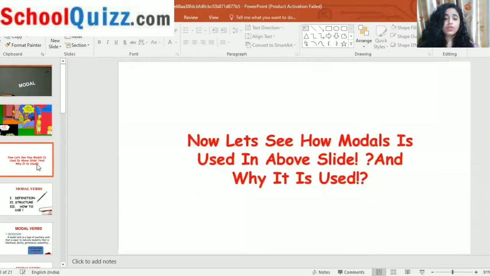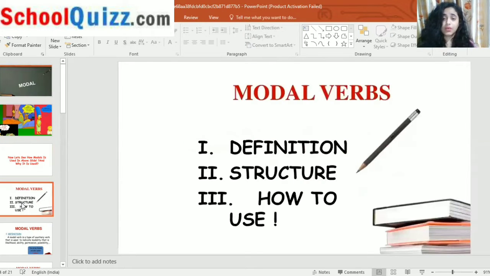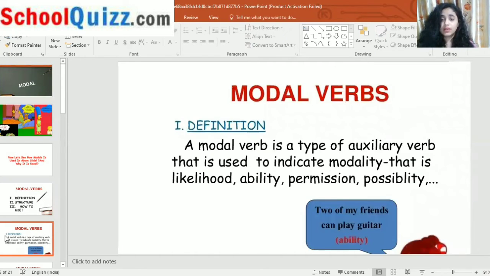Okay. So now let us see how modals are used in the above slide and why they are used. You will be thinking, you just said what is a modal auxiliary, but what is a modal auxiliary? So let us learn from the beginning. First we'll start with the verbs that are included in the modals. The first one is the definition, then the structure of modal verbs, and third, how to use the modal verbs.